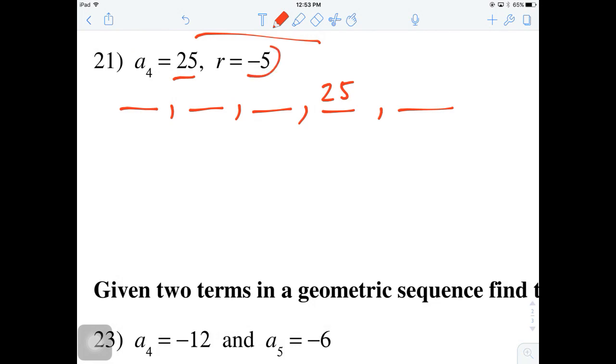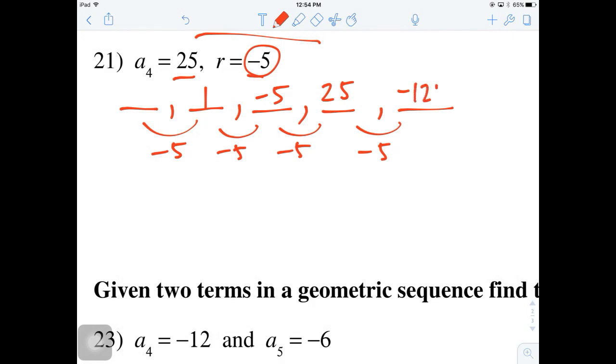So the ratio is negative 5, which means you are multiplying by negative 5 to get to the next term always. So we can use this to just trace backwards. What number times negative 5 gives me a 25? So that has to be a negative 5, because negative times negative is positive. So we're going to go backwards again. What number times negative 5 gives me negative 5? That's a 1. And then the last one will be here. 25 times negative 5 is negative 125.